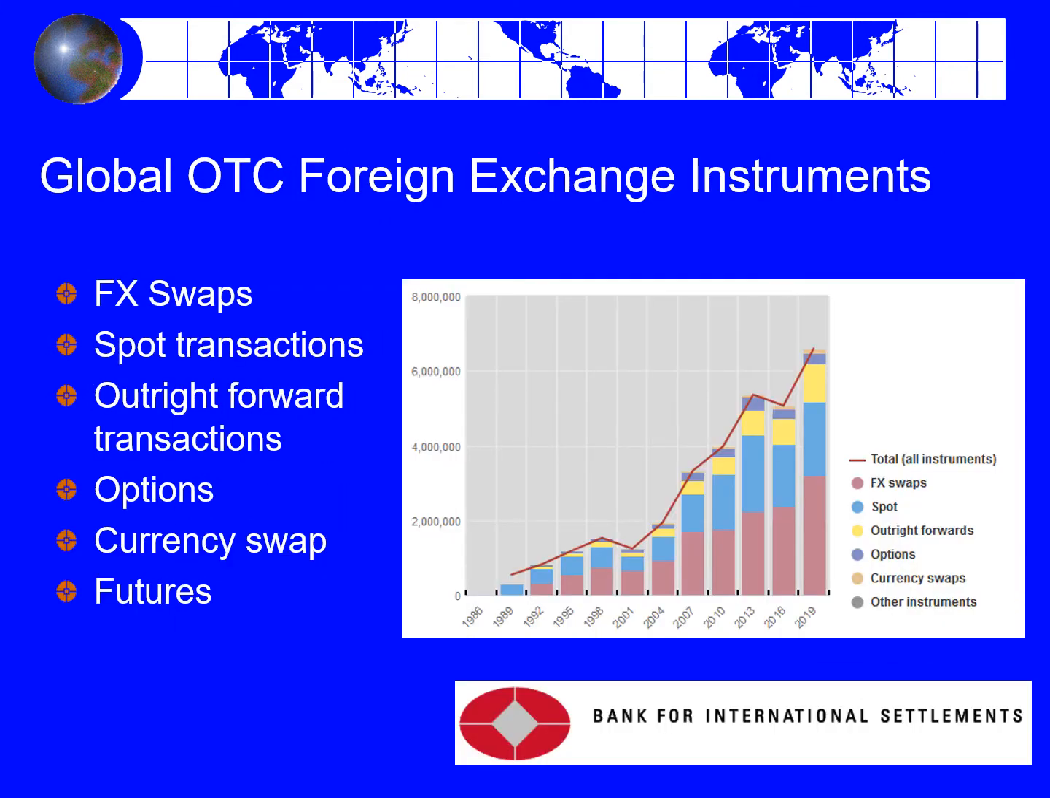There are 5 different types of transactions you can do with foreign exchange. On the right side of the slide is a 2019 chart from the BIS that shows how much of each type of transaction makes up of the total. The most common type of transaction is called a swap, a foreign exchange swap.